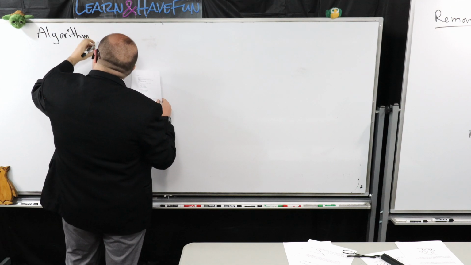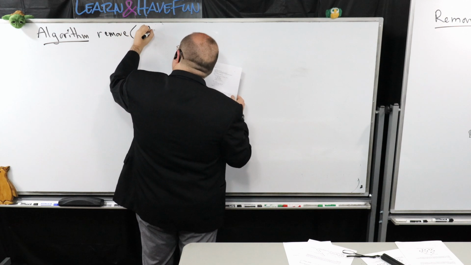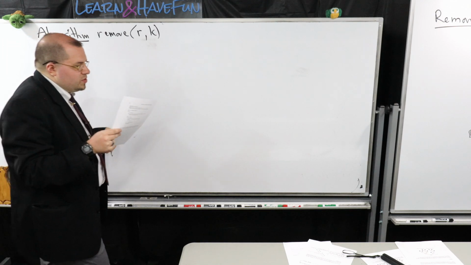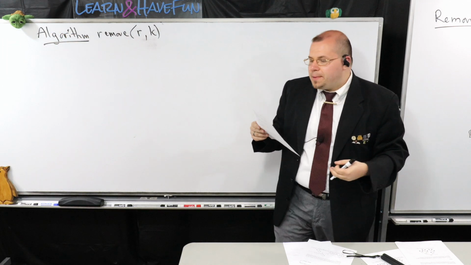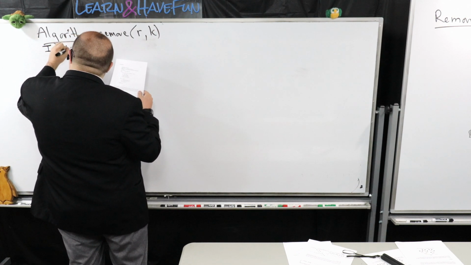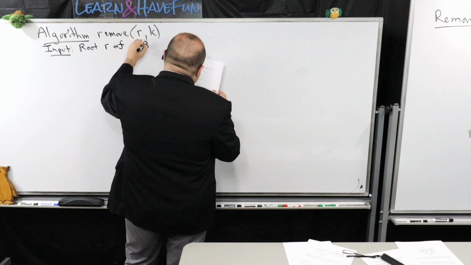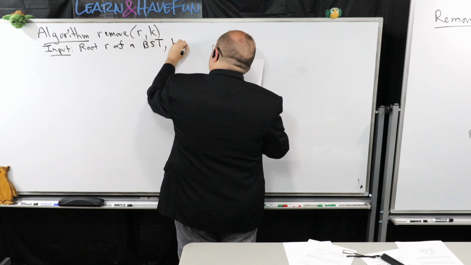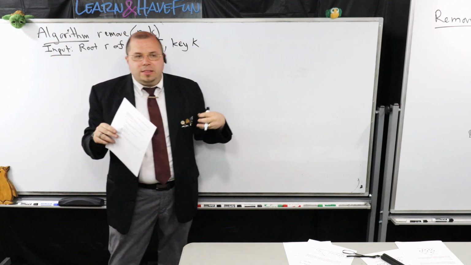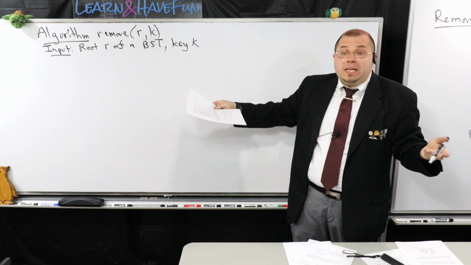We've got the algorithm remove. I'm going to write this in a manner that I'm given the root R, which would be some root of some binary search tree, and the key of the record I would like to remove. So the input will be a root R of a binary search tree and key K. You have to remember, when I talk about this root R, it can technically be the root of some subtree.